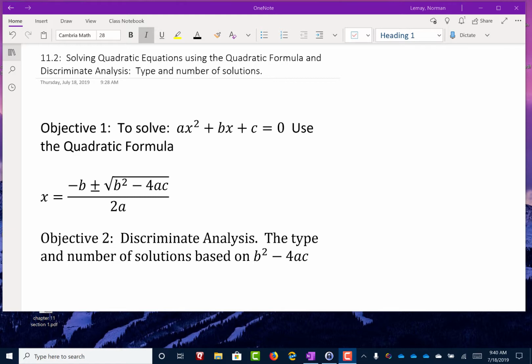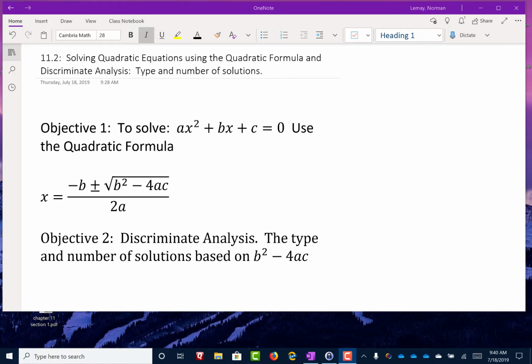In this video we're going to discuss how to solve a quadratic equation using what is called the quadratic formula. And then the interesting part is that part of the quadratic formula will help us, even before we solve a quadratic equation, to identify the number and the type of solutions that a quadratic can have. So let's go ahead and get started.